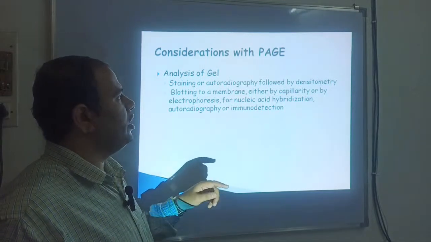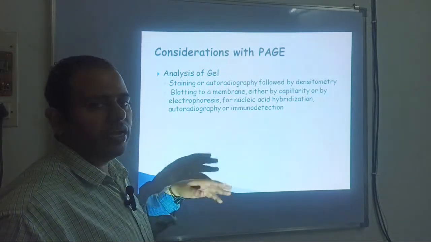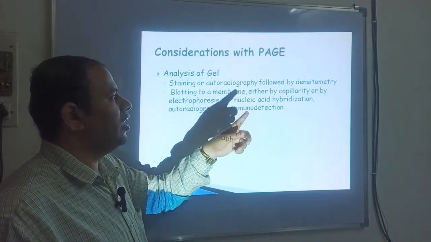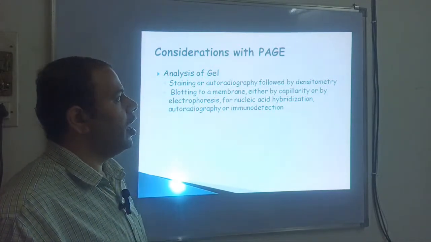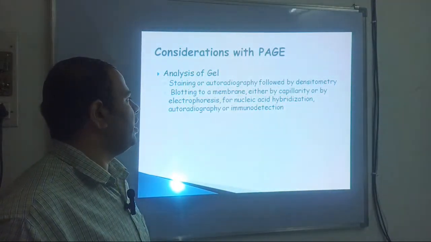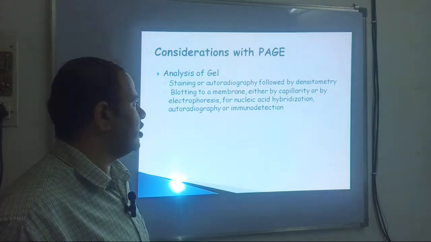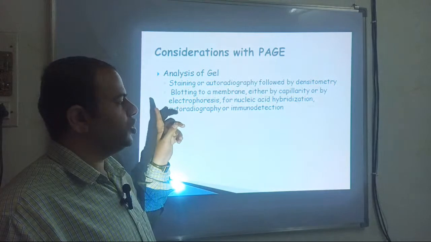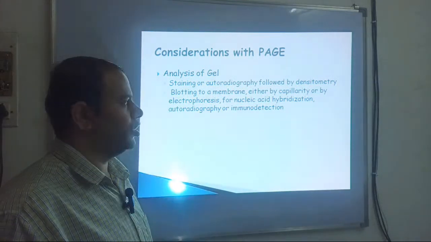After that you can go for autoradiography. After the electrophoresis, you can do the analysis of the gel by autoradiography, and then you can go for densitometry. Or if you are using a capillary, you can use a detector. If you are going for hybridization, you can do the hybridization by autoradiography or immunodetection.